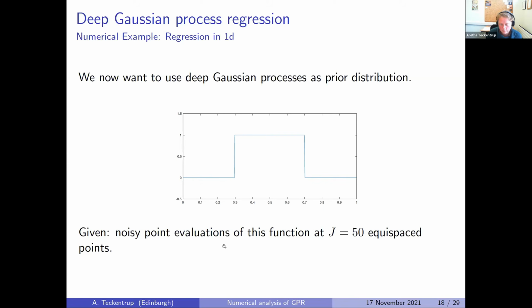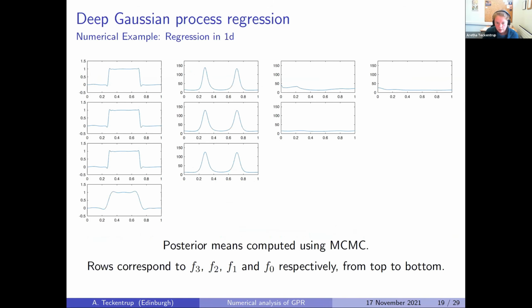So in particular, in this regression problem, we're going to have noisy point evaluations at 50 points. So we just have 50 points that are equally spaced on 0, 1 here. And then from that, we want to recover the function f. Right. So these are the results that we get. So what we've done is we've implemented an MCMC method, so a Markov chain Monte Carlo method, in particular the Metropolis-Hastings method. So this is just an algorithm that allows you to sample from the posterior distribution.